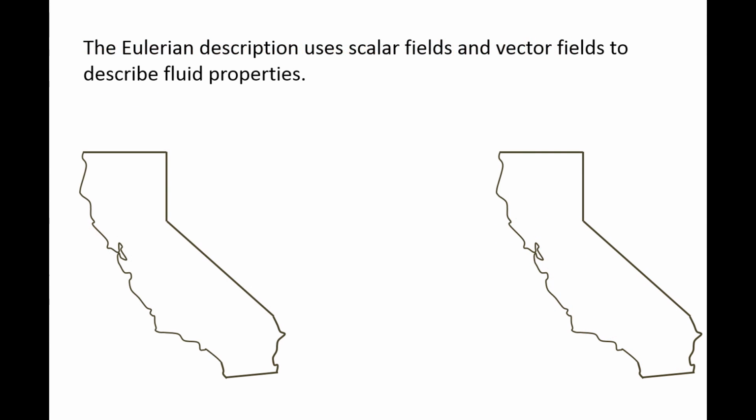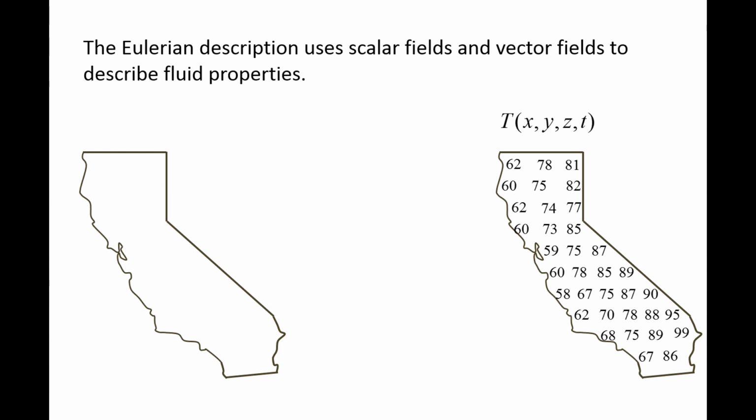The Eulerian description of flow uses scalar fields and vector fields to describe fluid properties. Weather forecasts are reported using the Eulerian viewpoint. For example, on the right is the temperature distribution in Fahrenheit across California at a specific time. Temperature is a scalar quantity, and it is reported for many locations, not for individual fluid particles which move from location to location. So temperature can be thought of as a scalar field that varies with both position and time.